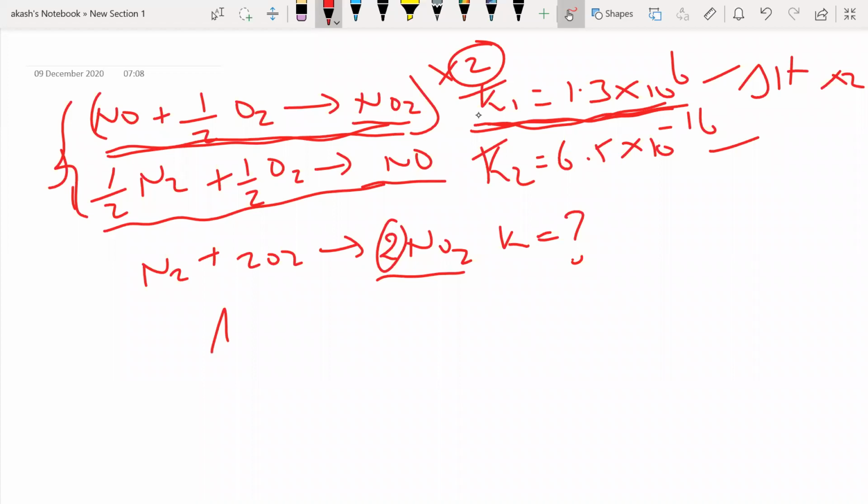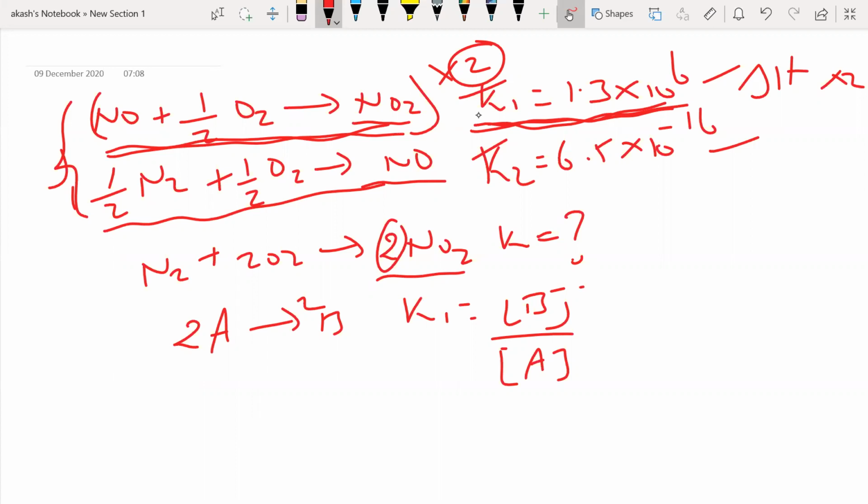Say I have a reaction like A giving B. Then I write, for this, say it's K1. Now I multiply this by 2, and I know how to write K1 for the previous one. It will be basically B by A. If I now do it times 2, this is going to become B squared divided by A squared, or I can even write it as B by A the whole squared. Or I can write it as K1 the whole squared.